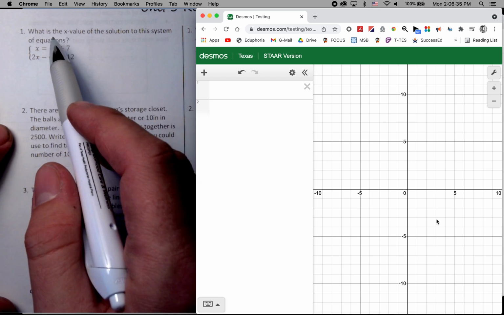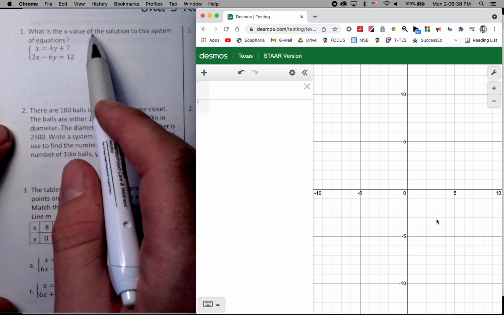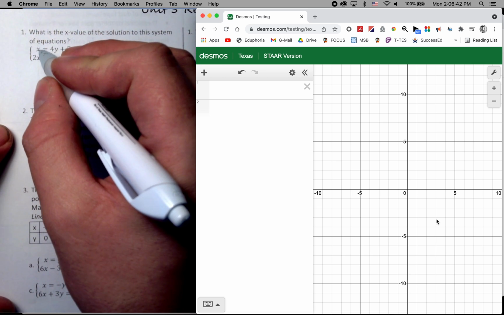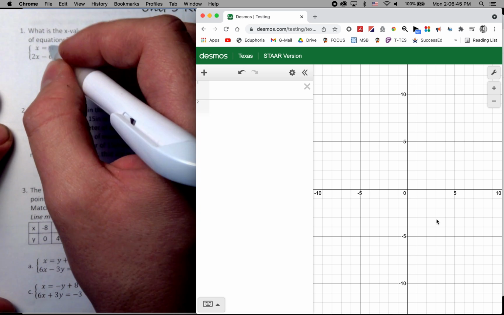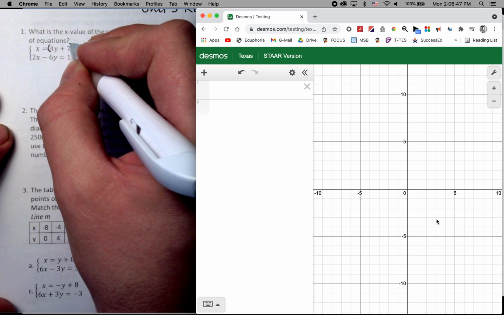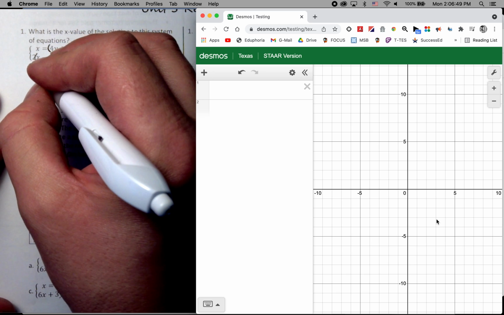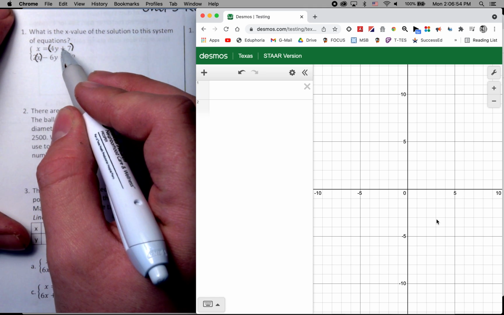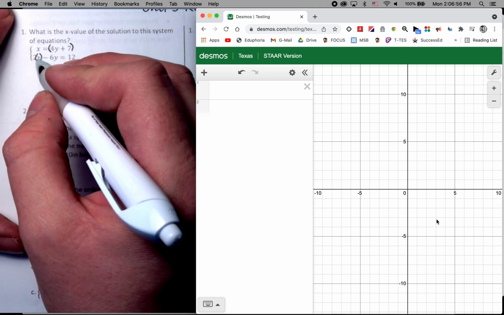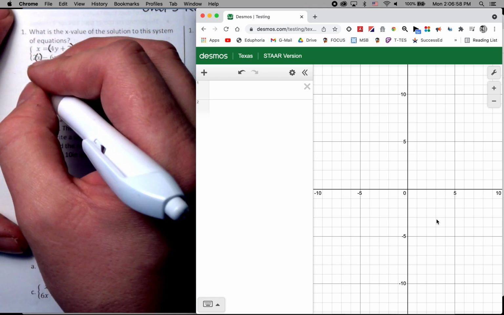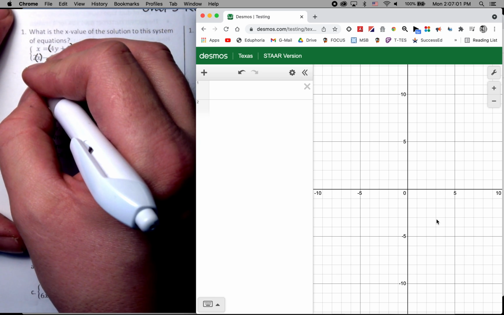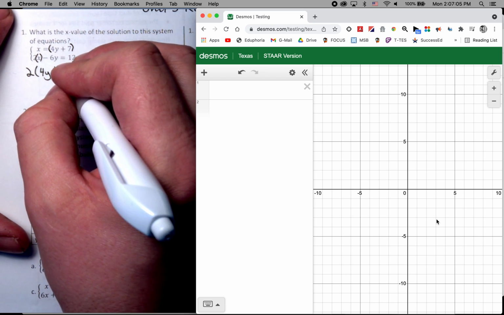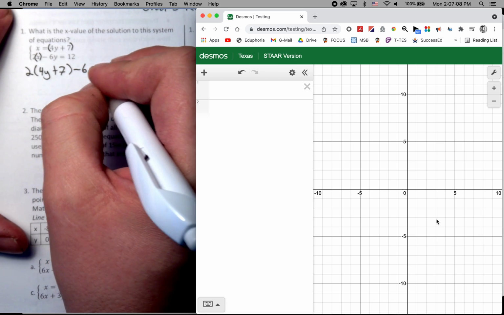Okay, so this one says, what is the x value of the solution to the system of equations? Since this x is already by itself, it's pretty much set up for substitution. So that's what I'm going to do. I'm going to substitute this quantity, 4y plus 7, into the x. So I'm going to rewrite this bottom equation, but instead of saying 2x, I'm going to say 2 parentheses 4y plus 7, and then minus 6y equals 12.